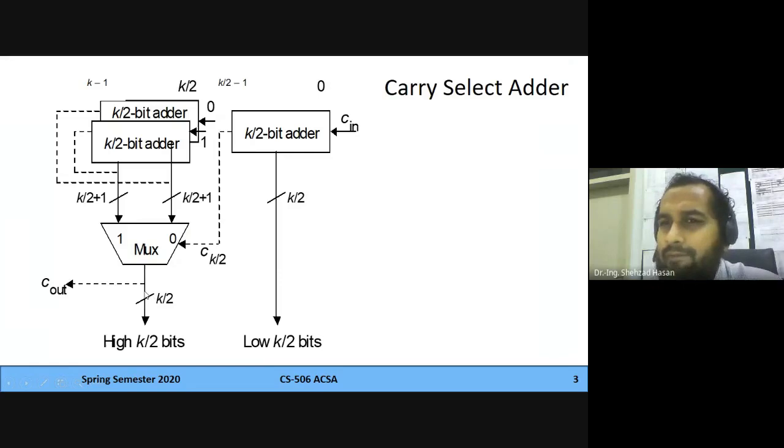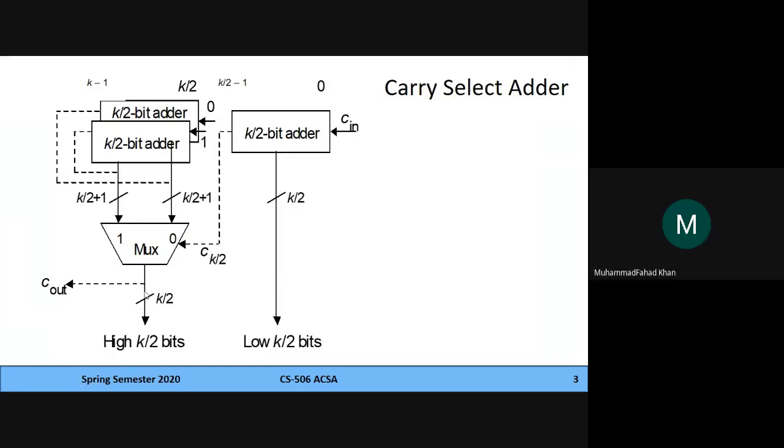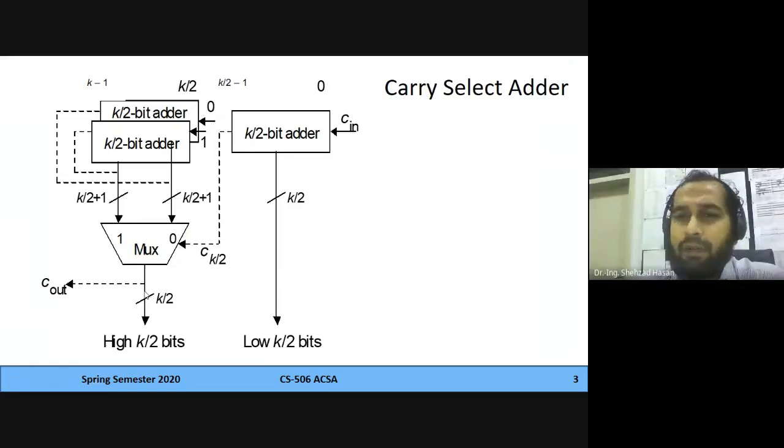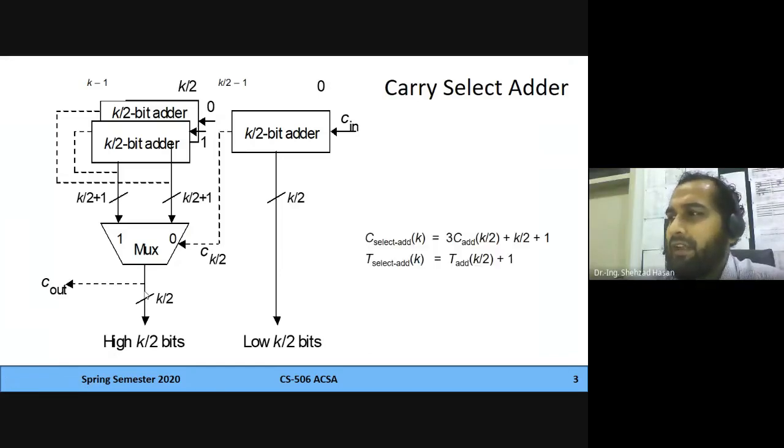Is this okay? Yes, so now it's clear. But this design does not stop over here. Before I go to the next design, I'll just share with you the cost and the timing figures over here.